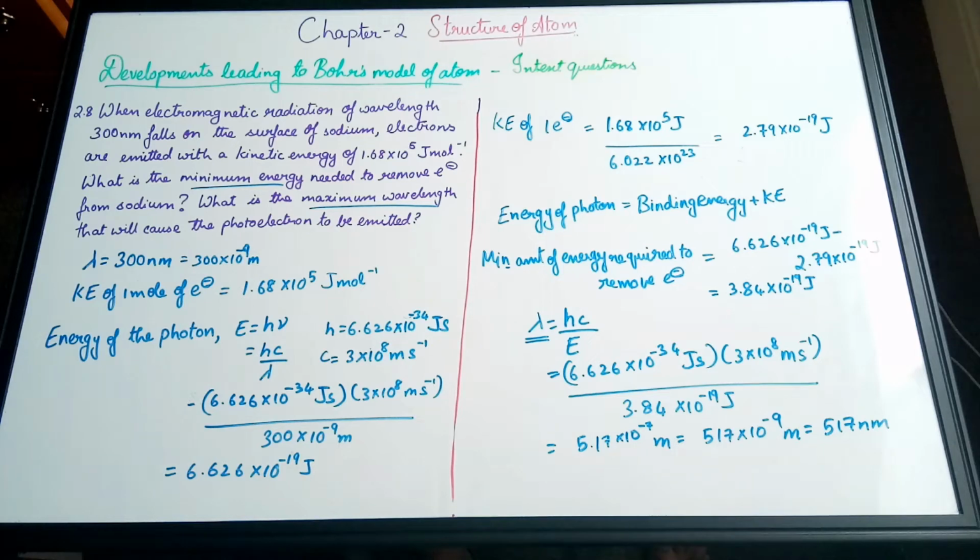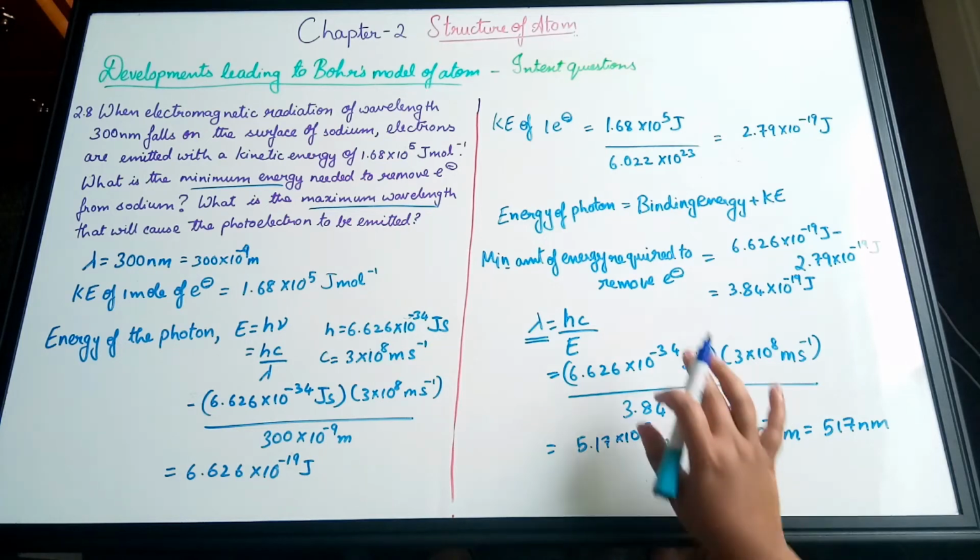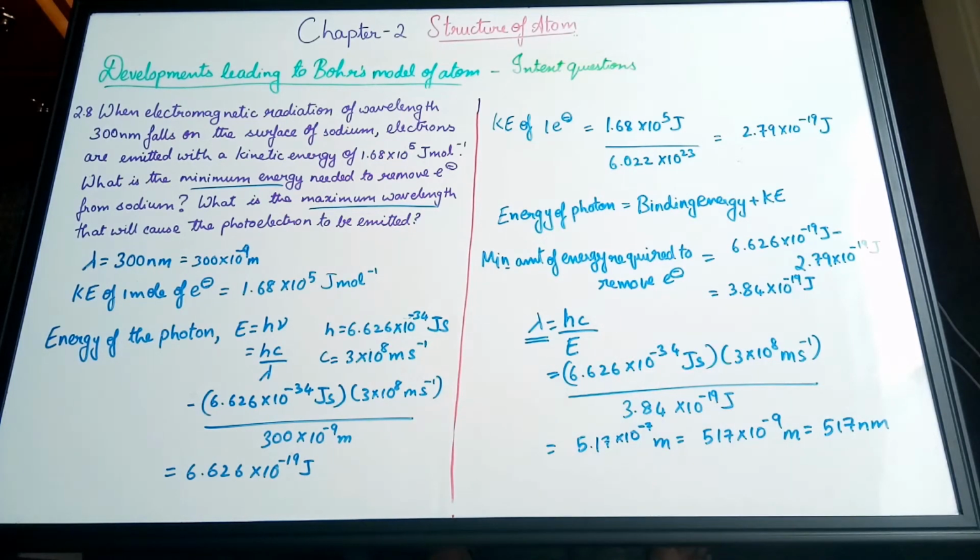The calculation with decimal points was already discussed in chapter 1. If you haven't, do check it out. Next, we were able to calculate the value of lambda from the minimum energy that is required, because that corresponds to the maximum wavelength of the incident light that will lead to the emission of the photon, or the photoelectron.